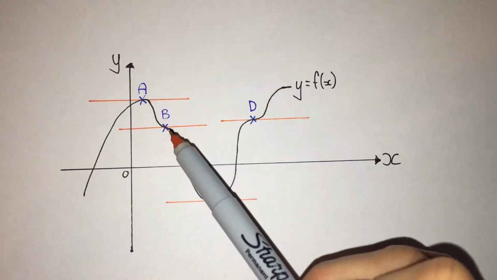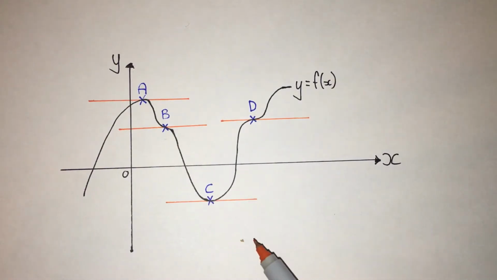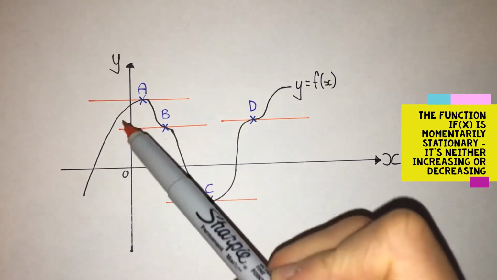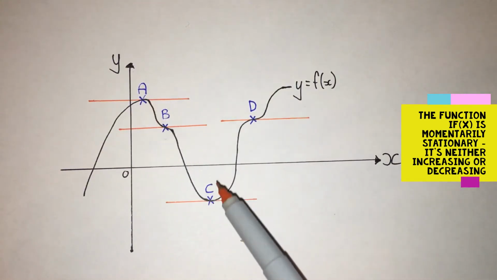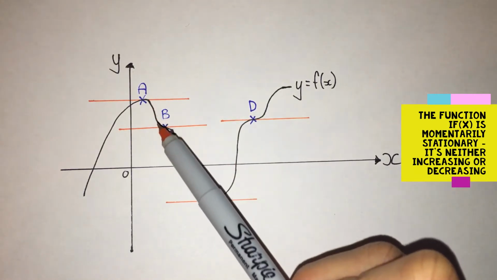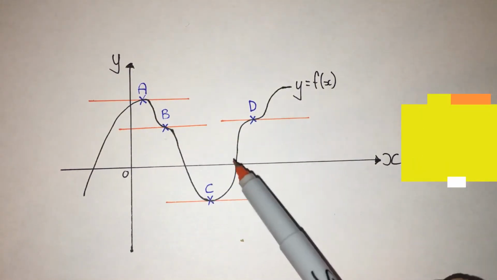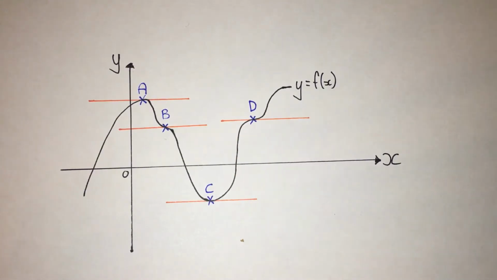Now these points on the graph have a name. They're called stationary points, and there are different types. Here at point A we have a maximum point, at point C we have a minimum point, and at B and D we have what's called a point of inflection. Let's look at this in more detail.